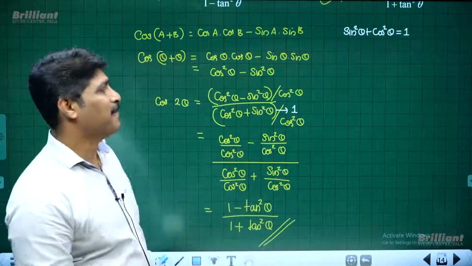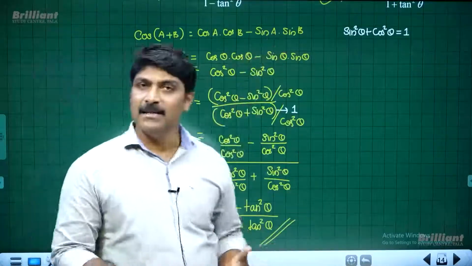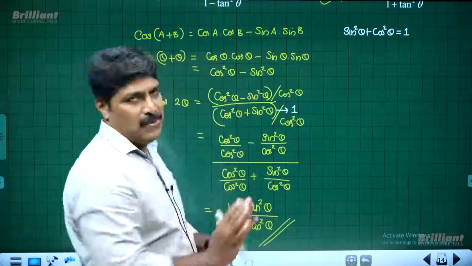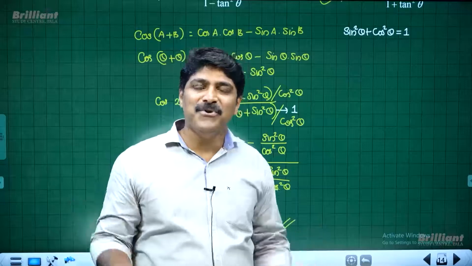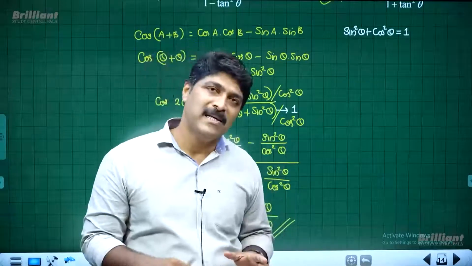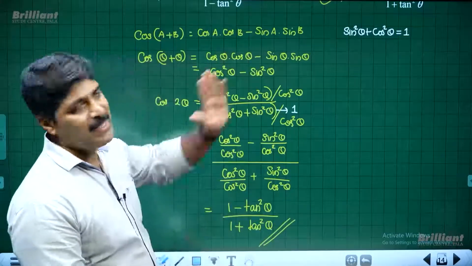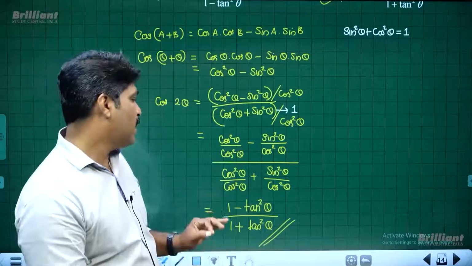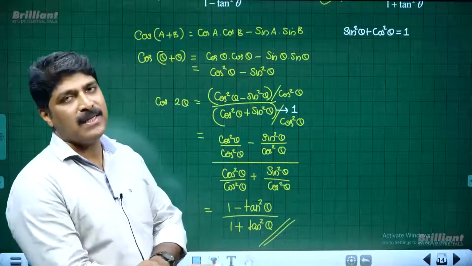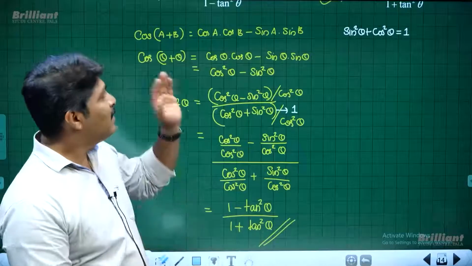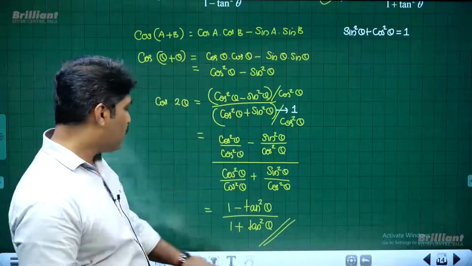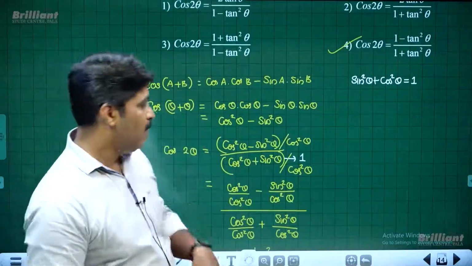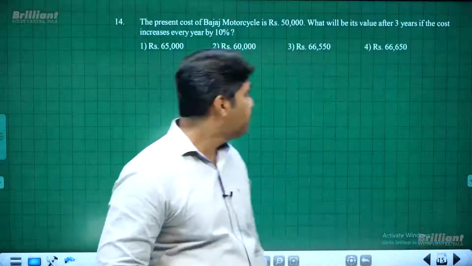But what's the funny thing? If a student doesn't know that basic result, then how can he or she prove it? So what do you have to do? You have to learn that basic result by heart. This is an expression for cos 2 theta: (1 minus tan square theta) by (1 plus tan square theta). This is the simple proving method of that result. So here the answer is option 4. Then move to the next question.